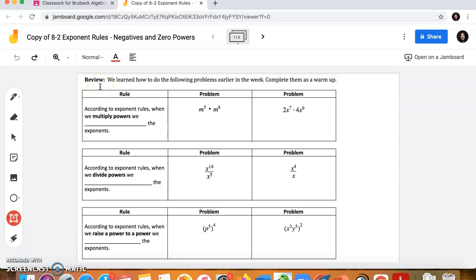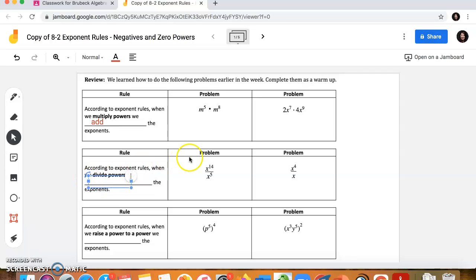According to exponent rules, when we multiply powers, we add the exponents. So if you want to, you could go ahead and do this on your own. Pause the video, try these problems, and do these on your own. That's what we did in class. I went over the rules, and then students solved these on their own.